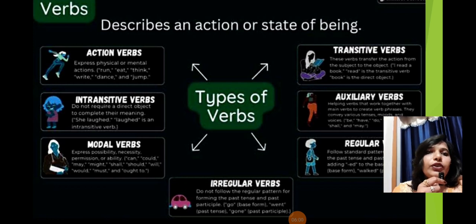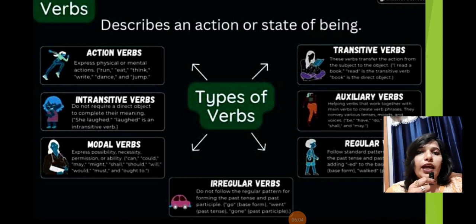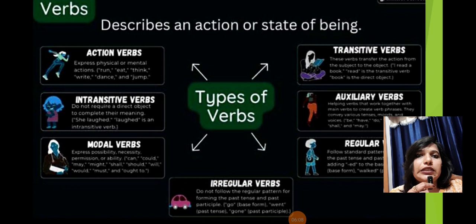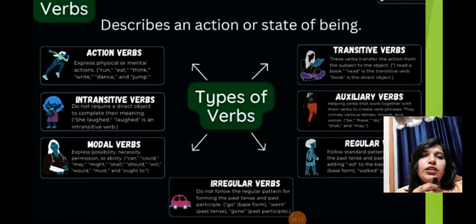So a book is required here as an object. Next is modal verbs. Modal verbs: can, could, may, might. These show possibility, necessity, capability, permission, ability, and obligations. To express these things, we require modal verbs, right?